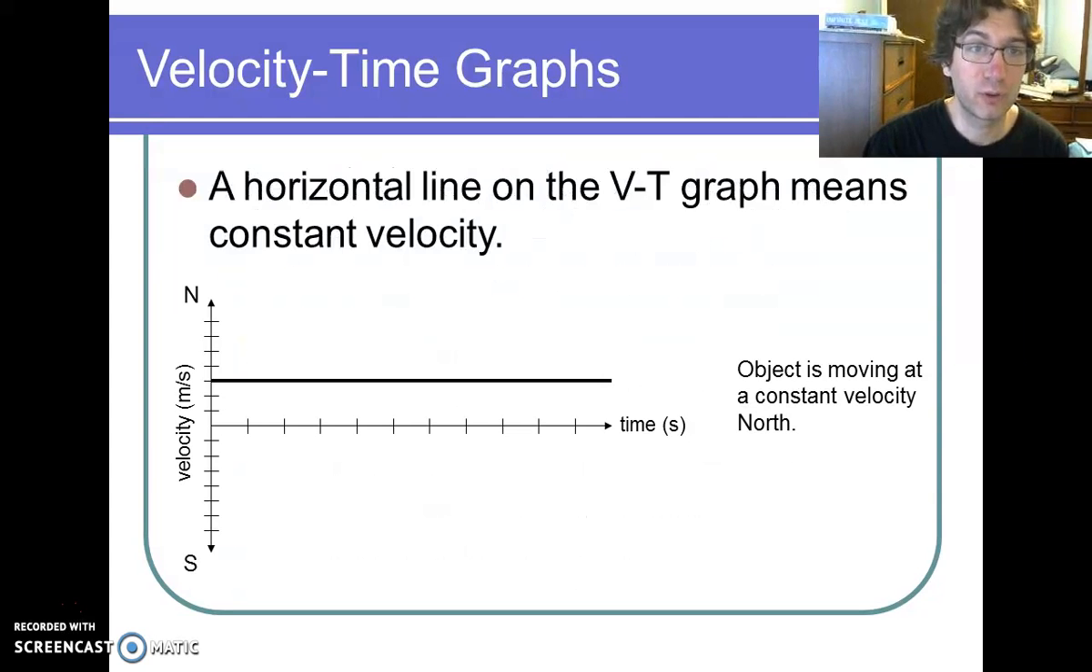So here we go. We have our horizontal line on our velocity time graph. So this means constant velocity. Note how velocity is on my y-axis here, and it is at 1, 2, 3. Let's say that's 3 meters per second. And it is not changing. It is not going to 4 meters per second. It's not going down to 2 meters per second. It's staying at 3 meters per second as time goes on. So a horizontal line here means a constant velocity.